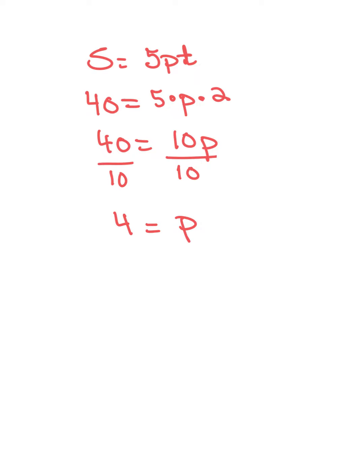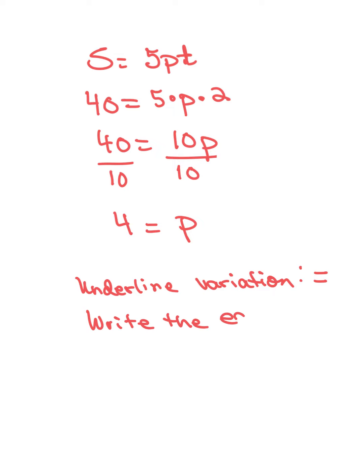All right, so first thing we're going to do, in summary, is underline the variation, and that represents your equal sign. You're then going to write the equation. If it is a joint variation, it's always going to be y is equal to kxz. If it is direct, it's going to be y is equal to kx. If it is inverse, it's going to be y is equal to k divided by x.